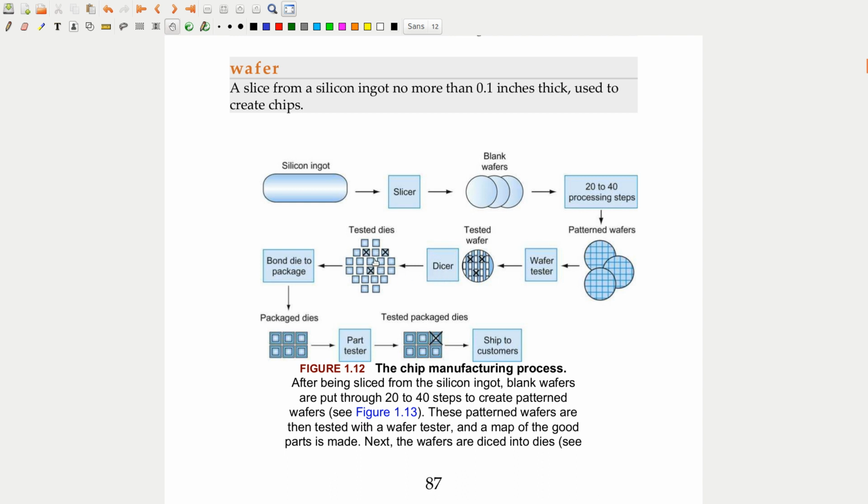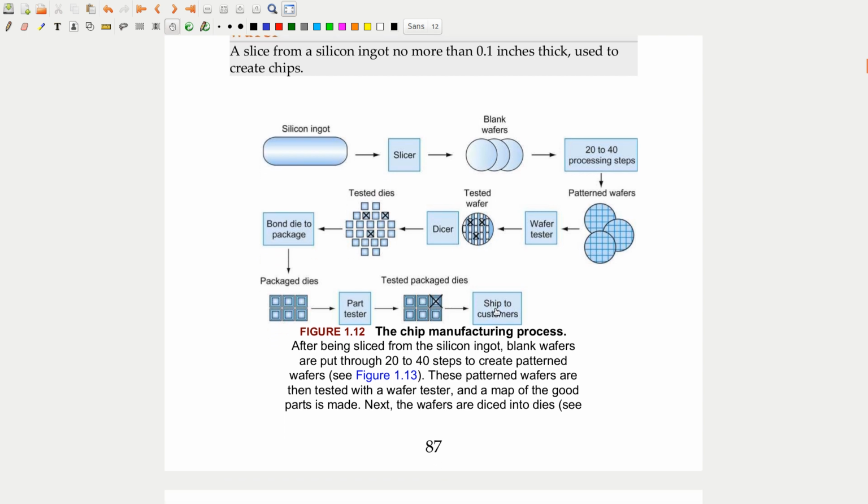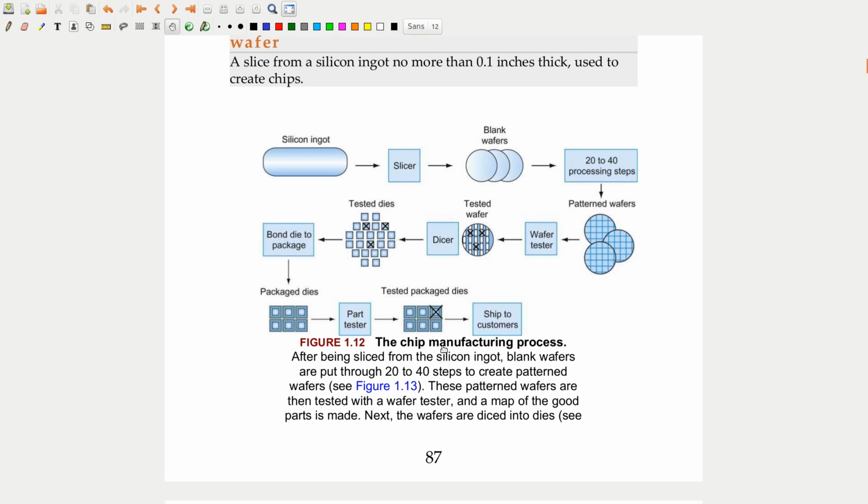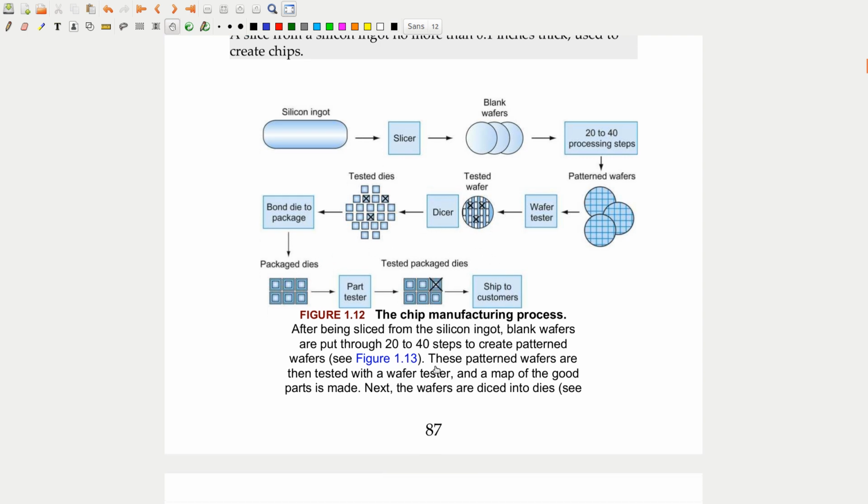And so here we have the tested dies, and then they bond the die to a package. So this is basically mounting. Then they test the entire part. They get rid of the parts that don't work, and then they ship them to customers. So this is basically from silicon to your Ryzen CPU, your AMD APU, your Intel i7, your i9, all your i-series processors. They all start like this. Every integrated circuit goes through this process.